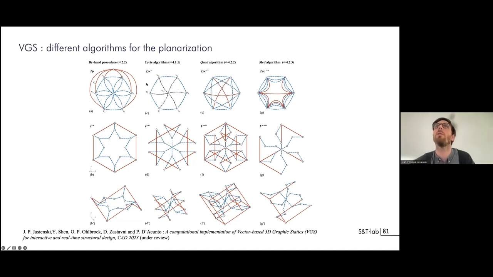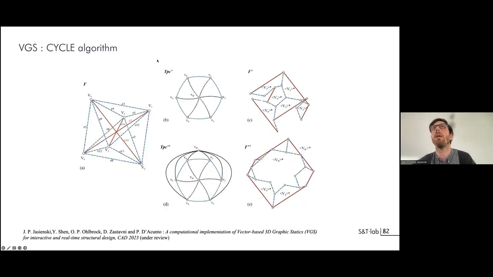a structure. On the contrary, the cycle algorithm works with removing elements or splitting elements. So it's a bit closer to the general procedure. It looks for the elements that are producing non-planarity and then splits them. So quad and med work as incremental procedures, and cycle works the other way around. So basically, we can see two different solutions for the cycle algorithm.